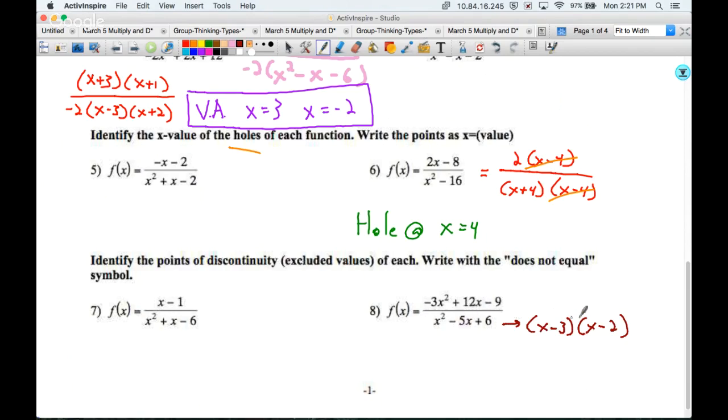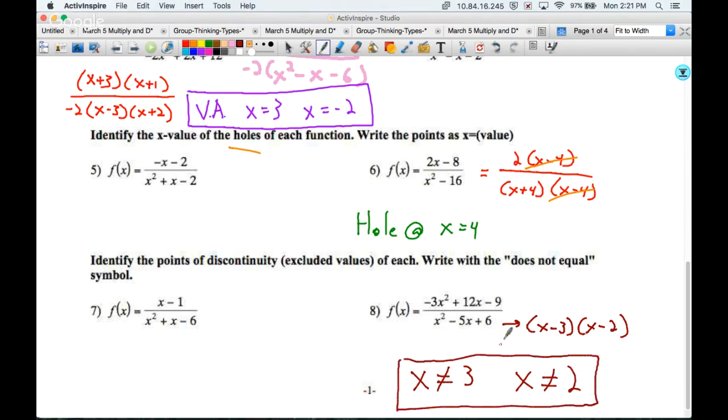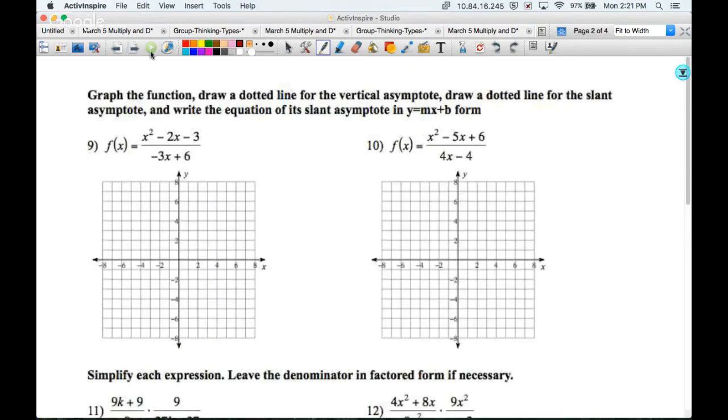Right, that way they add up to negative 5, multiplied to be positive 6. And so I know that x does not equal 3 and x does not equal 2. Just take the opposite values and we're done. Those are our points of discontinuity. If we want to figure out if they're holes or vertical asymptotes, you've got to factor the top and see what cancels.